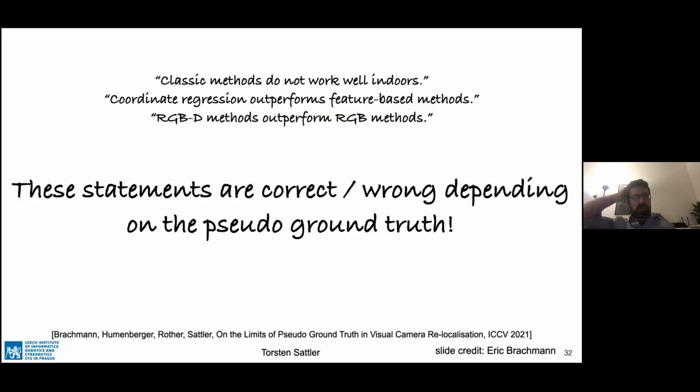So in essence, what we showed is that the way that pseudo ground truth is generated is important because some algorithms are closer to the algorithm that generated the pseudo ground truths than others, and they have a much easier time recreating the camera poses of the pseudo ground truths.